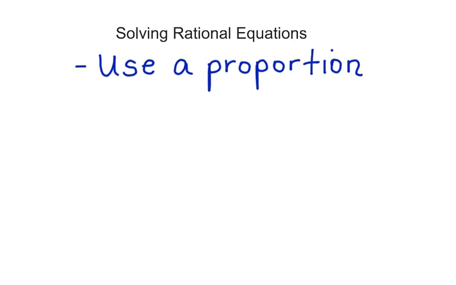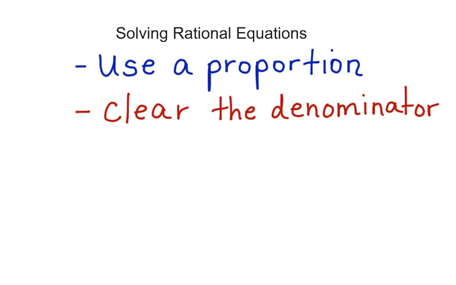In this concept, you're going to learn a new way to solve rational equations. You're going to learn how to clear the denominator. Sometimes a rational equation has many different parts to it. When this happens, you can't solve it by using a proportion. You have to use the second method here. You have to clear the denominator. Let's take a look at an example.